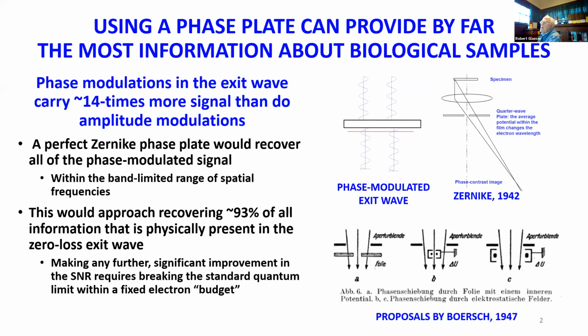And Boersch in 1947 proposed three different ways to make that happen in the electron microscope. The first two are ones that have been tried. The third one has never been tried. I'm not even sure how it works, but that's all part of history.